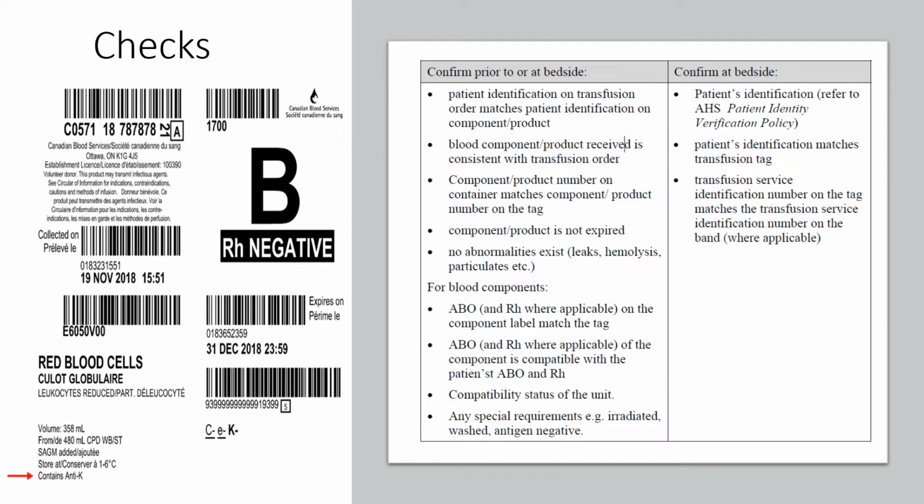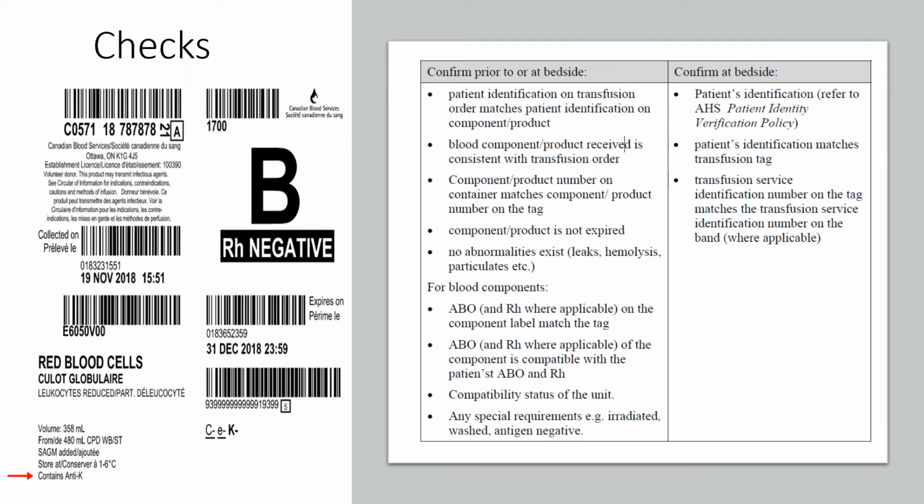Next is the unit identification number or lot number on the blood component. It should match the unit identification on the transfusion bag. The ABO-RH group on the blood component transfusion tag matches the blood component label. Sometimes plasma and cryoprecipitate labels do not include RH factor. That is okay. The ABO-RH group of the blood component is compatible with the patient's ABO-RH group.